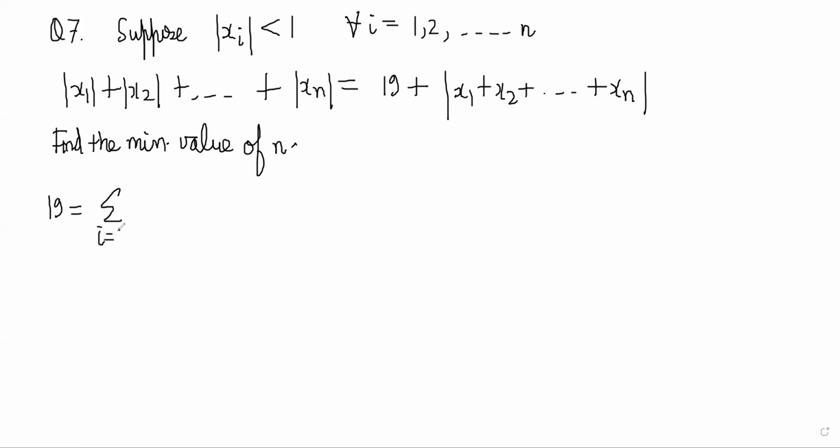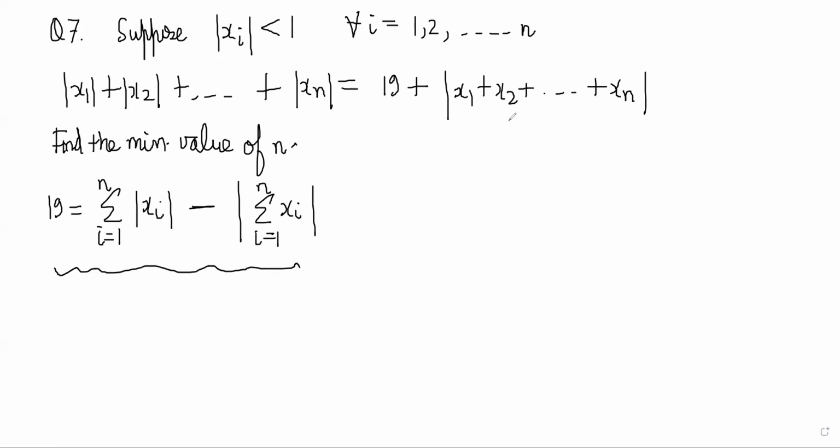the sum of all the absolute values xi minus the absolute value of the sum. 19 is equal to this. That is the way the condition of the problem has been stated. And now we can say that obviously this thing is less than or equal to the summation of all the absolute values.